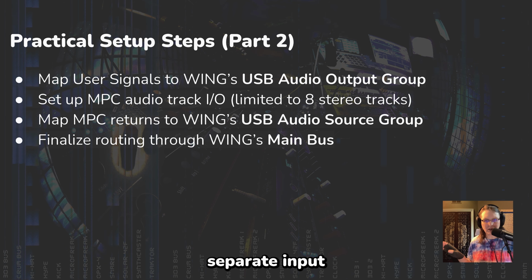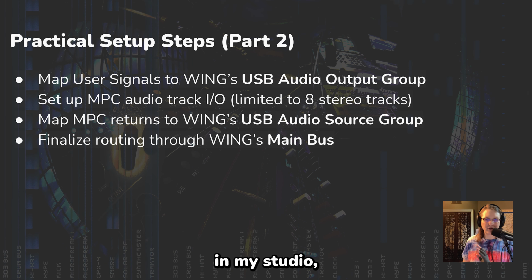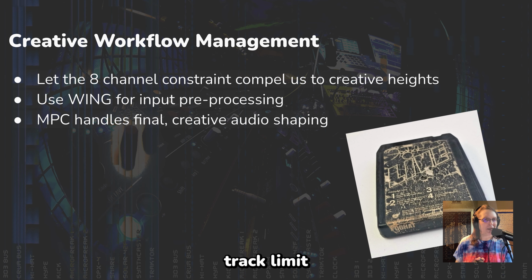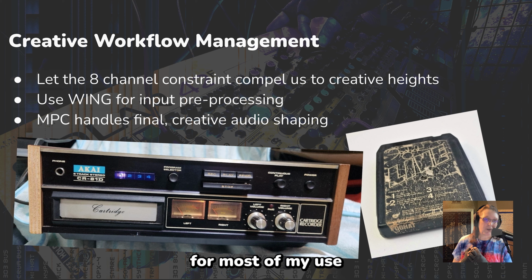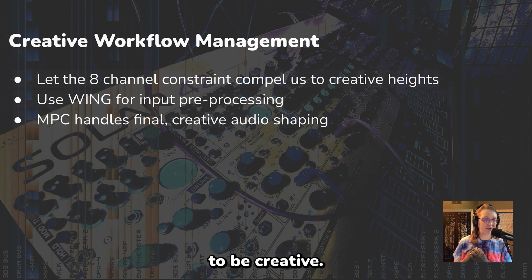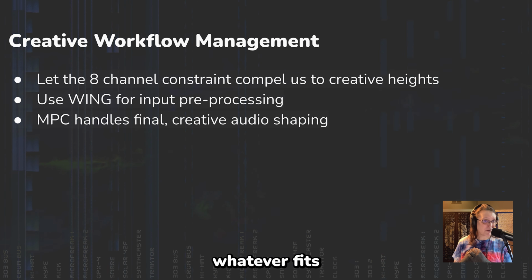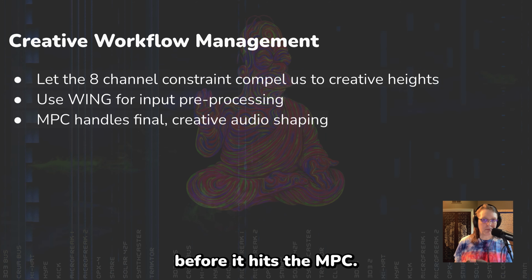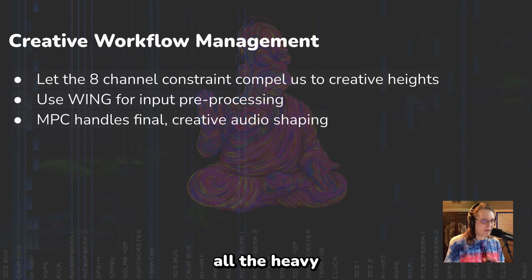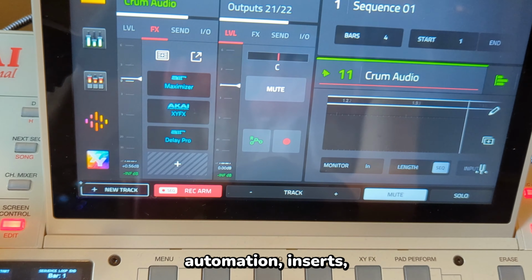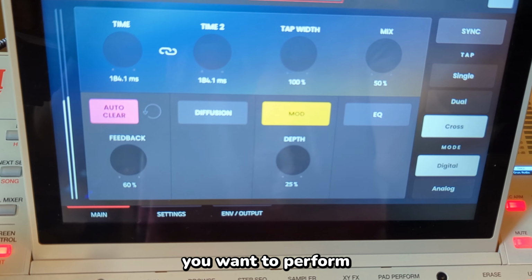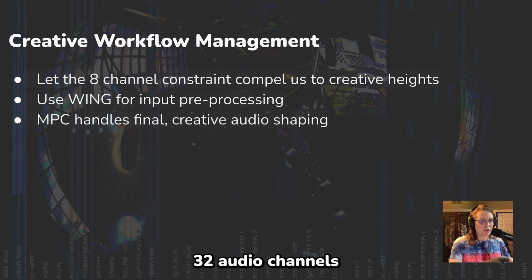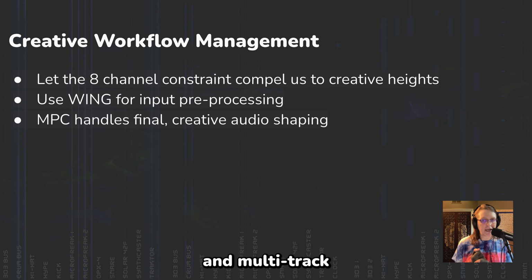In the past, I've used separate input and output mixers in my studio, but the Wing can be both. Now, the 8-track limit isn't a deal breaker for most of my use cases. It forces me to be creative: submix, assign buses, bounce tracks, whatever fits the session. I use the Wing for input preprocessing, dialing in the sound before it hits the MPC. The MPC handles all the heavy lifting for creative production: effects, automation, inserts, the stuff you want to perform and tweak in real time. And it can send as many as 32 audio channels back over to the Wing, where I can do stereo monitoring and multi-track recording.